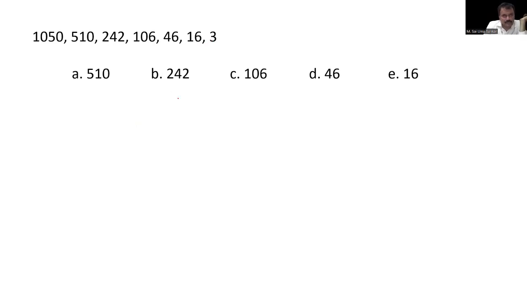Suppose 3 into 2 plus 10, that is equal to 16. 16 into 3 plus 10, that is equal to 48. So this sequence is also not correct. Now go to the next method.